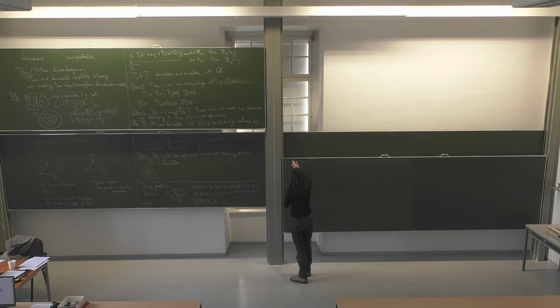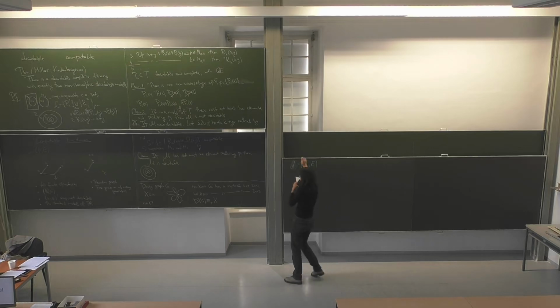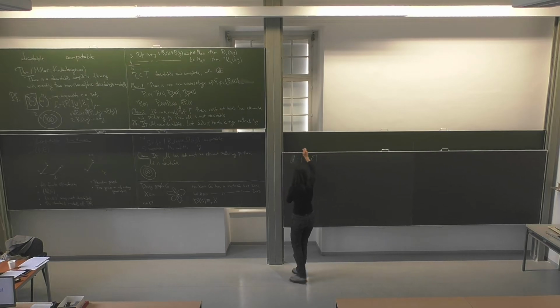Let's not call it E. Let's call it whatever. S, A, let's call it A. The domain and the relation E. So this is an infinite set, and this is just an equivalence relation on this set. Okay, so very simple structures.